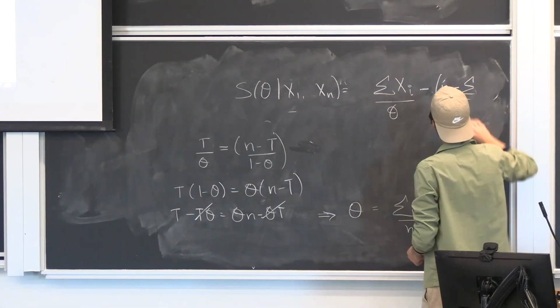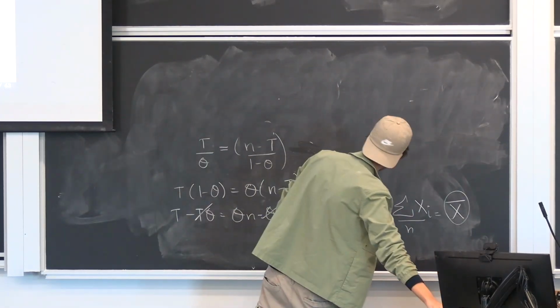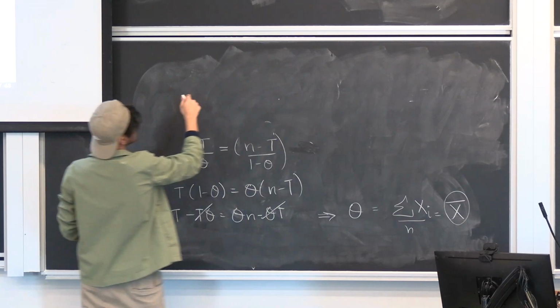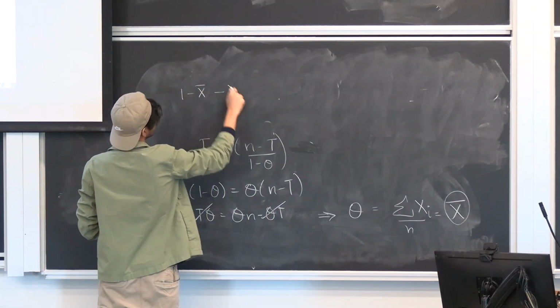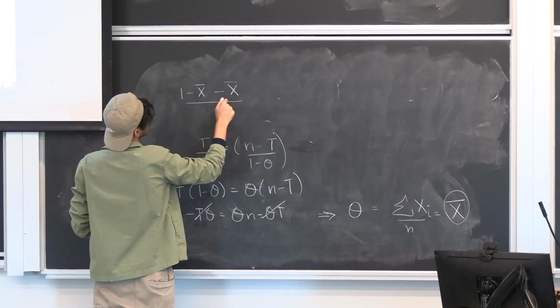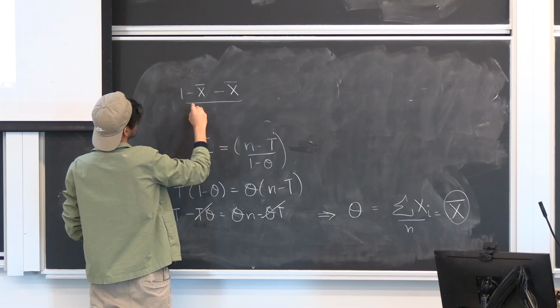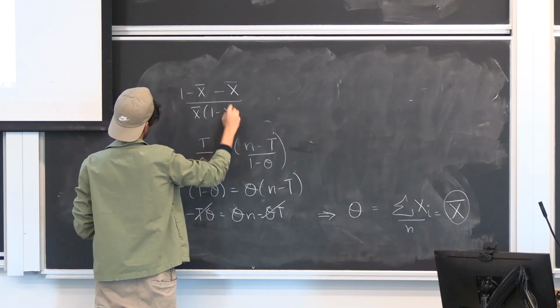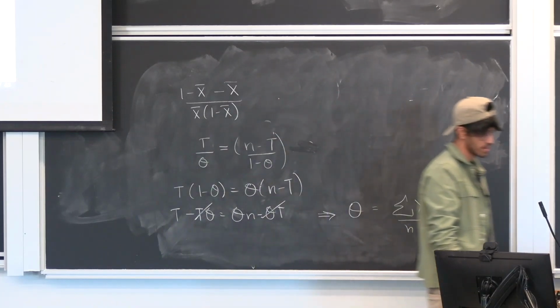We're done with the score. We don't need it anymore. And then that further simplifies to what? 1 minus x bar over x bar times 1 minus x bar. Right? Unless I've made a mistake.